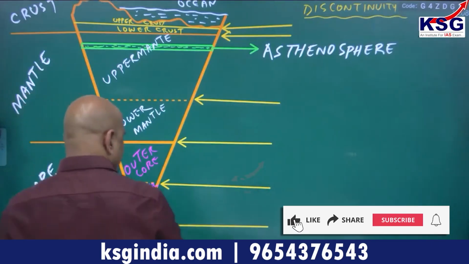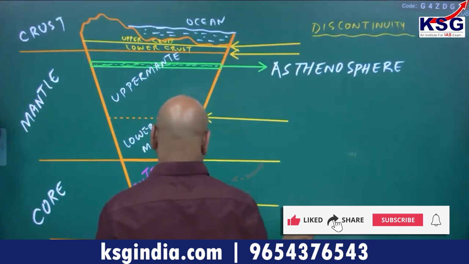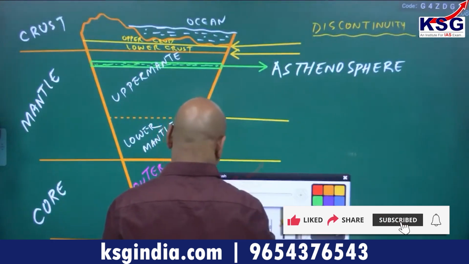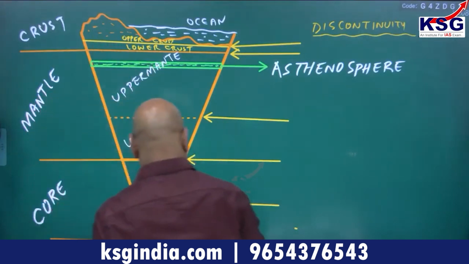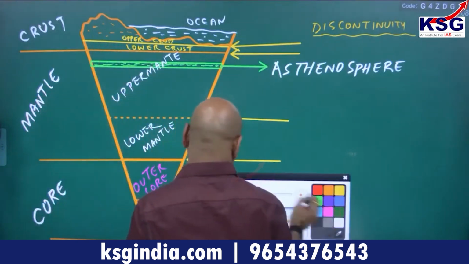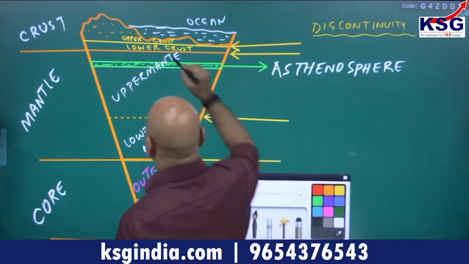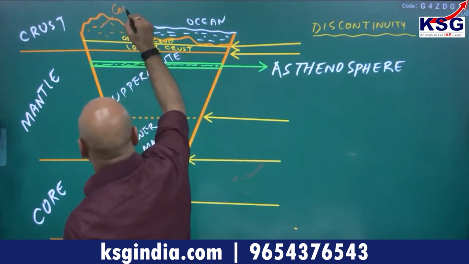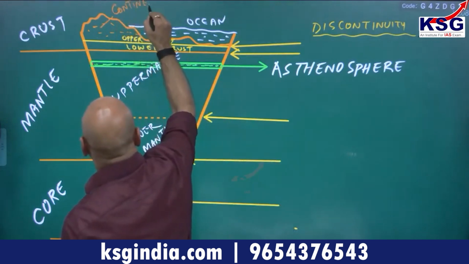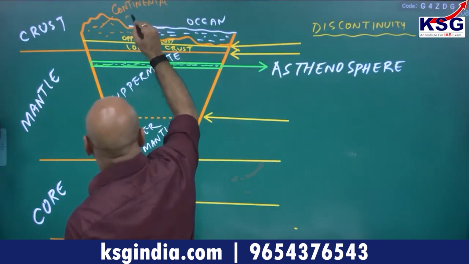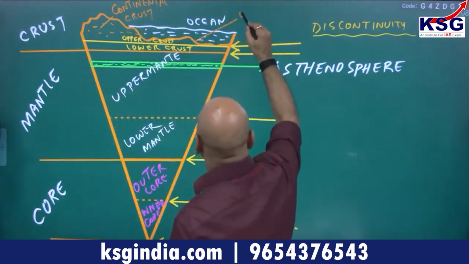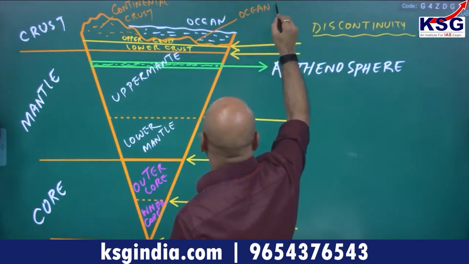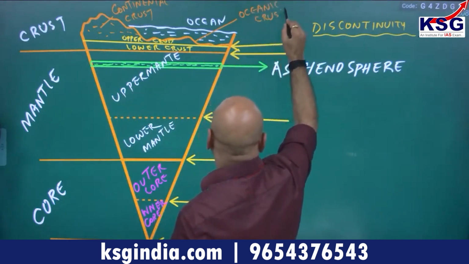Crust can be of two types. This is known as the continental crust here. This is the continental crust. And this part is called the oceanic crust, below the ocean.